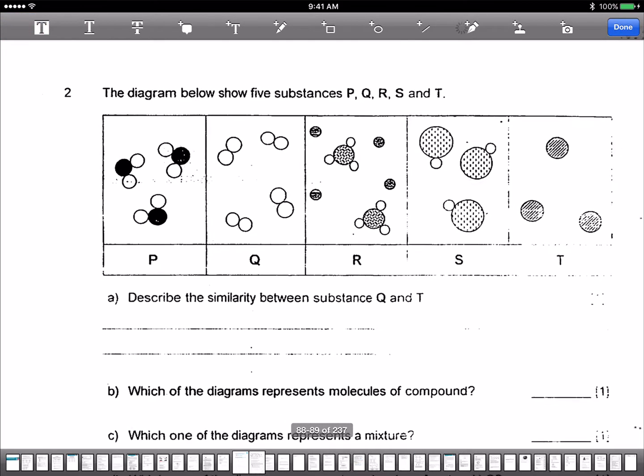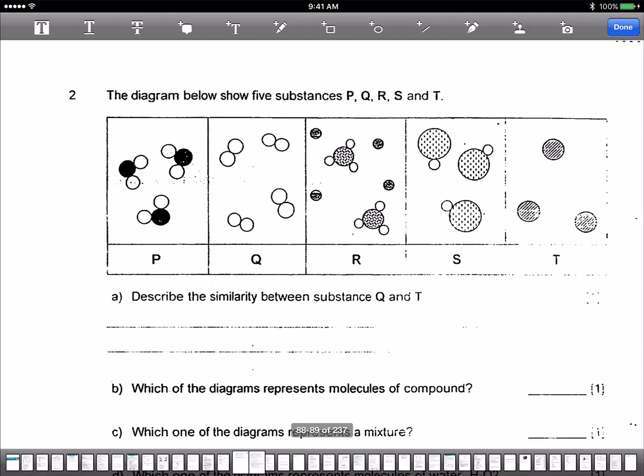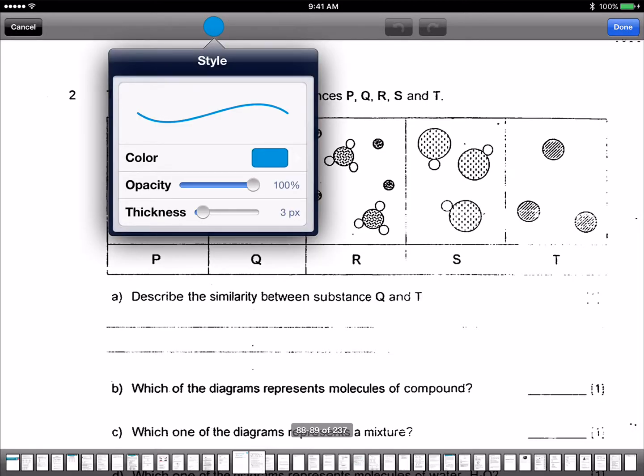Okay, what's the similarity between Q and T? They are elements. Yeah, they are made of one element.